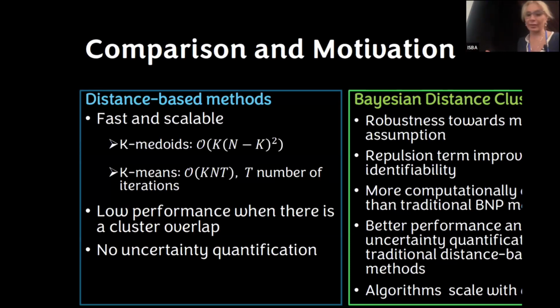But as you know, sometimes they don't perform very well when there is cluster overlap, and obviously we're Bayesian, so we would like some uncertainty quantification. So Bayesian distance clustering is a bit less orthodox Bayes, a sort of hybrid solution. But we show that it's quite robust in applications and can be computationally very efficient. We basically come up with an algorithm that achieves the same complexity as k-means. How did we do that?